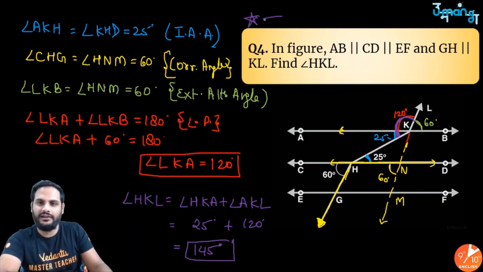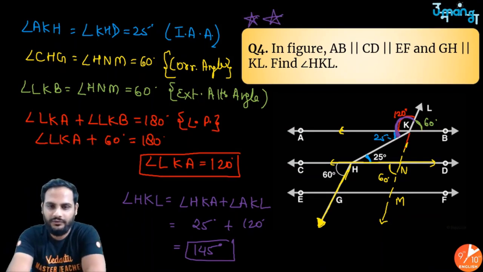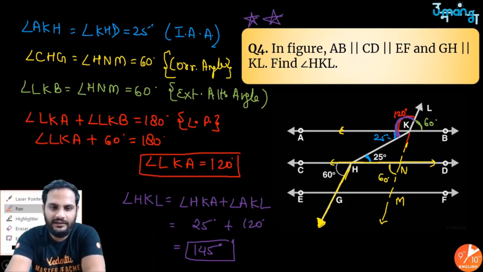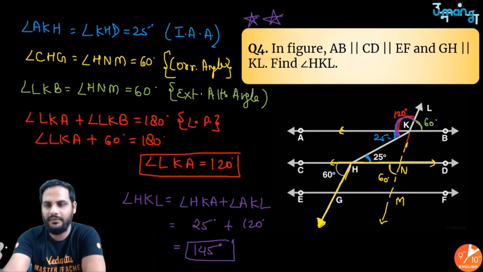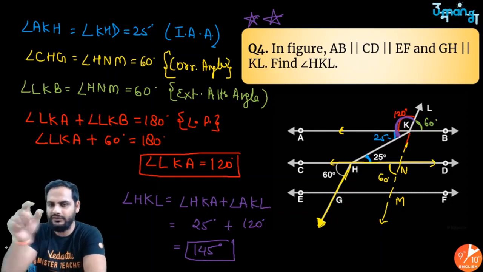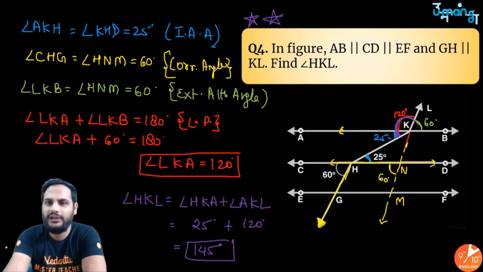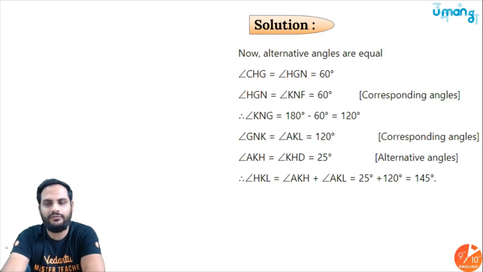It was a good question. A pretty good question. So angle HKL we have got is 145 degrees. Some construction we have to do, we have to extend that part. So just try to reach the angle wherever possible. So the angle is what? 145 degrees.